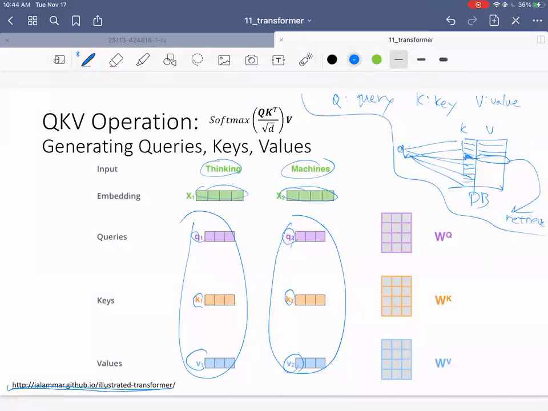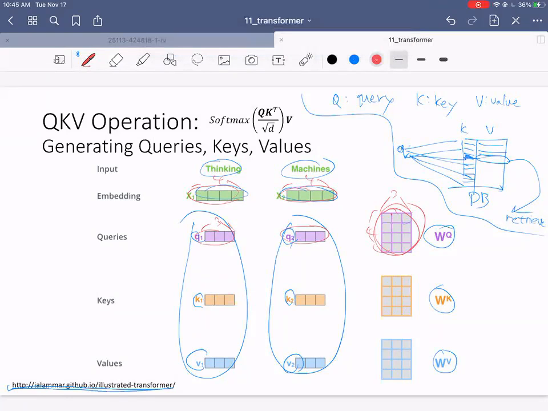You obtain them using separate learnable parameters, WQ, WK, and WV. You multiply X1 (thinking) with WQ and you get Q1, and you multiply X2 with WQ and you get Q2. In the same manner, you multiply X1 with WK to get K1, and X2 with WK to get K2. You can do that because X is 4-dimensional and the matrix is 4 by 3, and of course you get a 3-dimensional vector as output. So there's Q1, K1, V1, Q2, K2, V2.